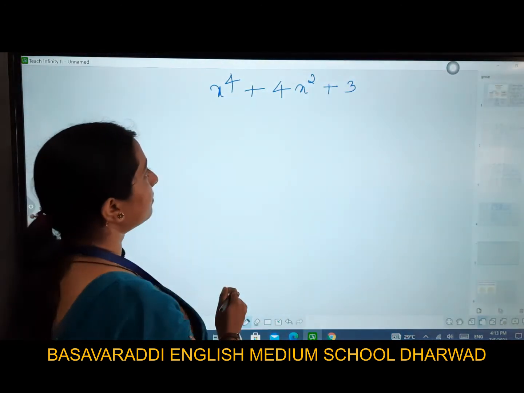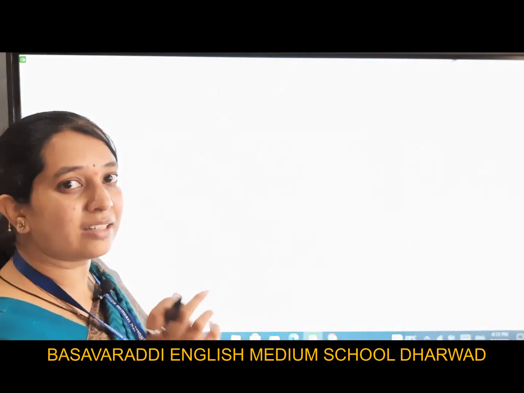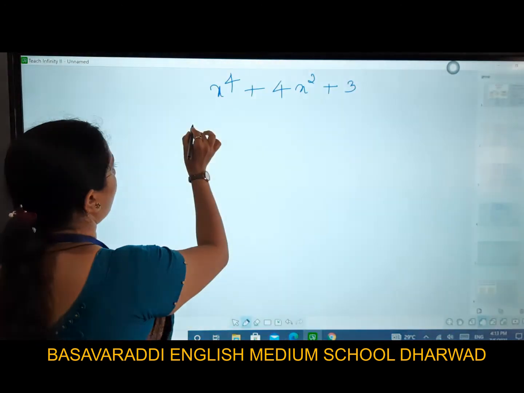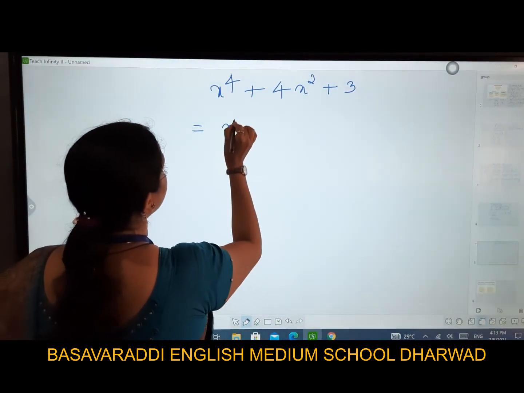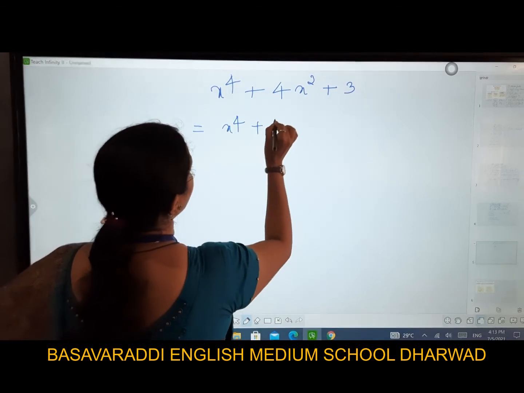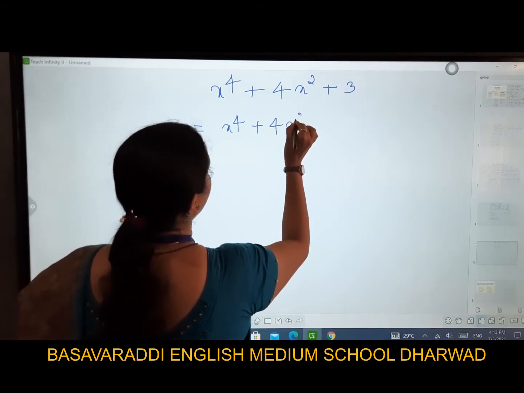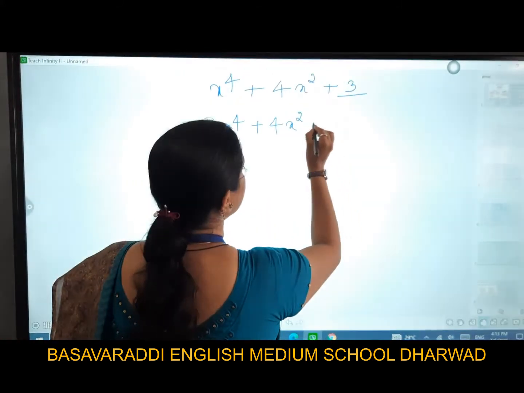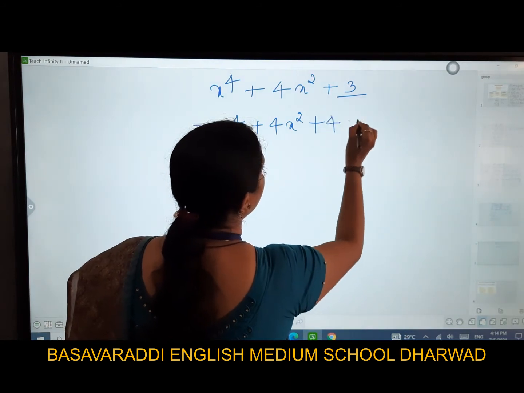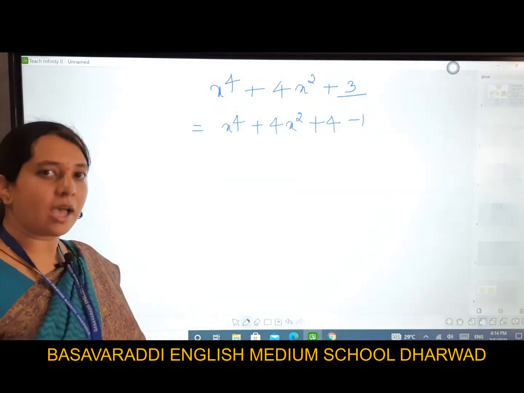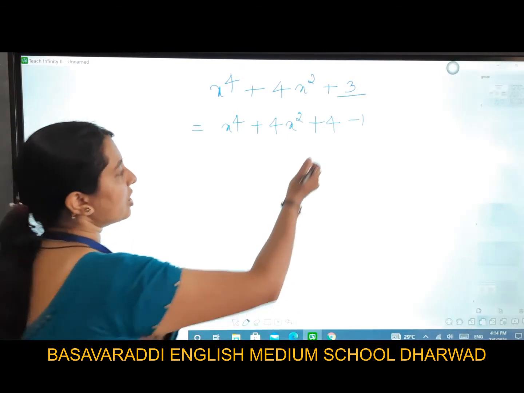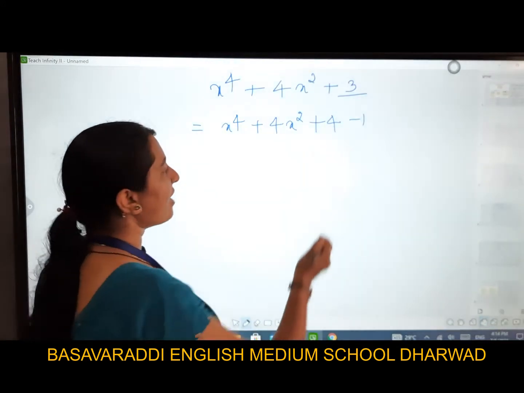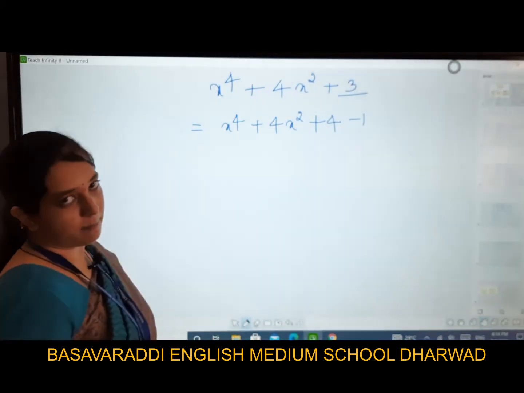In this sort of sum, yes, we have to make a little change. That means we have to rearrange them properly. Now what I'll do is, I'll take this one as x raised to 4 plus 4x square. This plus 3, I'll write it in a different manner. That is, I'll write it as plus 4 minus 1. Now plus 4 minus 1 is nothing but plus 3. So instead of writing directly plus 3, I am writing it in this fashion as plus 4 and minus 1.